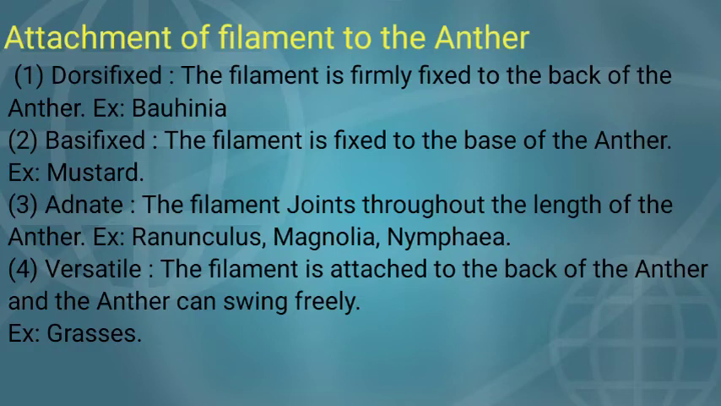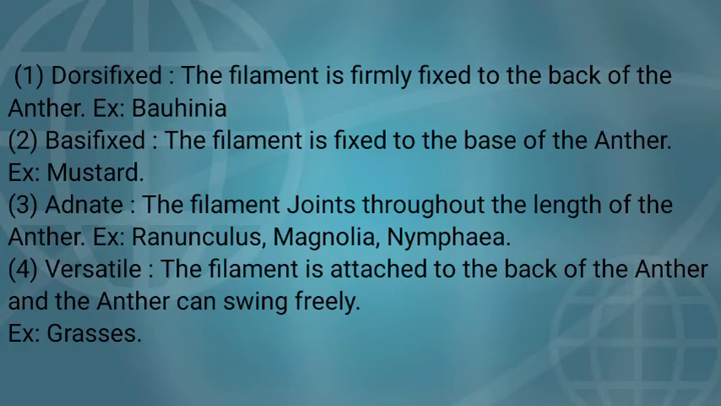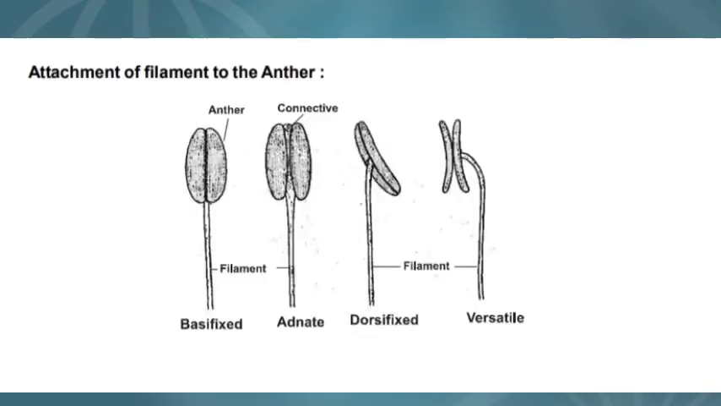Fourth one, versatile condition. In this condition, the filament is attached to the back of the anther and the anther can swing freely. Example, grasses. Let's see the diagrammatic representation of attachment of anthers to the filament. See how the filament is attached to the anther in basifixed, adnate, dorsifixed and versatile stamens. See those diagrams carefully for your better understanding.